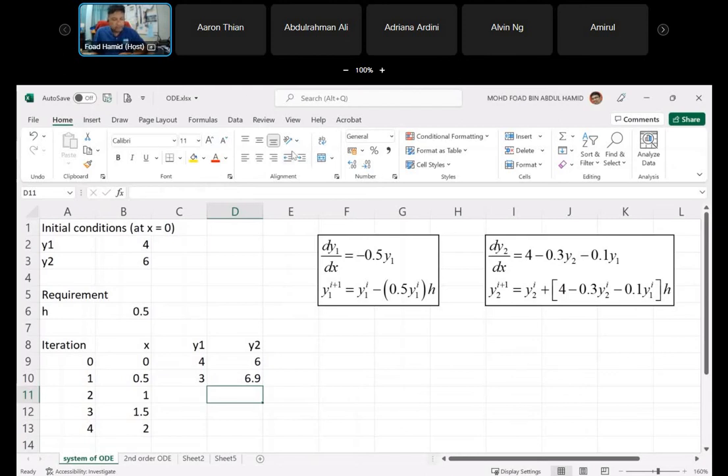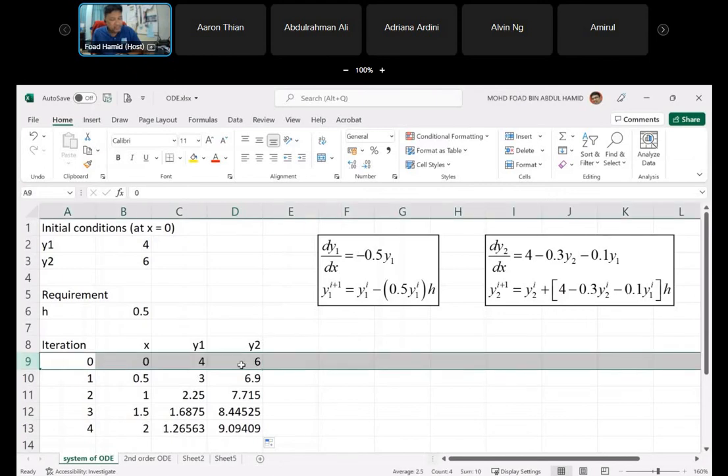Again, with Excel this becomes easy because we can just copy. This is the same answer as in the textbook. So you can just copy this. This is the solution. Basically what we have done here is we solve two first order ODEs simultaneously. That's it. We just have two first order ODEs, this one and this one here, and we solve them simultaneously, so we solve for y1 and y2 simultaneously.